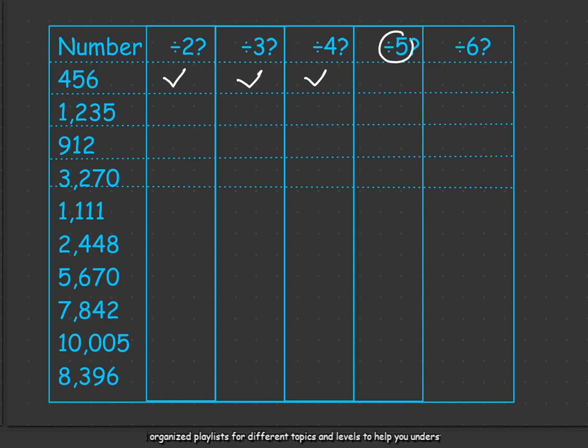Then we come to the 5. A number is divisible by 5 if the last digit is 5 or 0. This here is not 5 or 0. Hence, it is not divisible by 5.